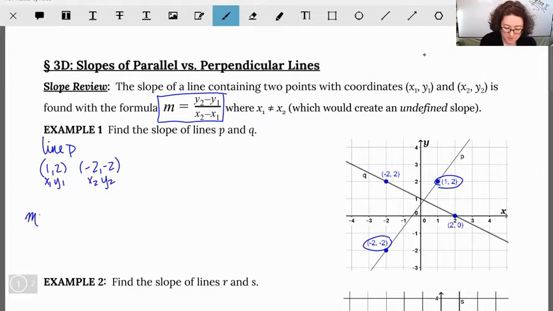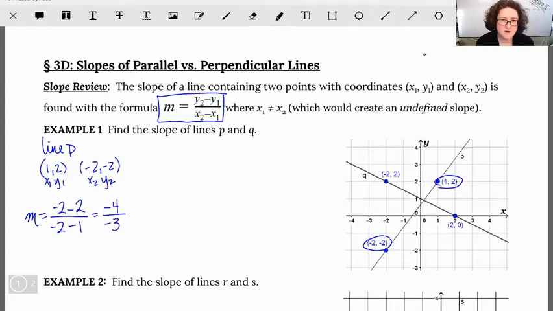So our slope is equal to y2, -2, minus y1, which is 2, all divided by x2 minus x1. So in the numerator, -2 minus 2 gives us -4. In the denominator, -2 minus 1 gives us -3. But if we divide a negative by a negative, our answer comes out positive. So this is really 4/3. That's our slope of line P.